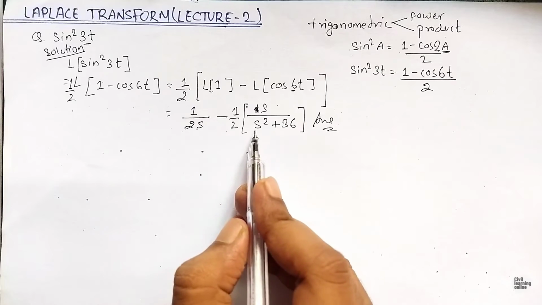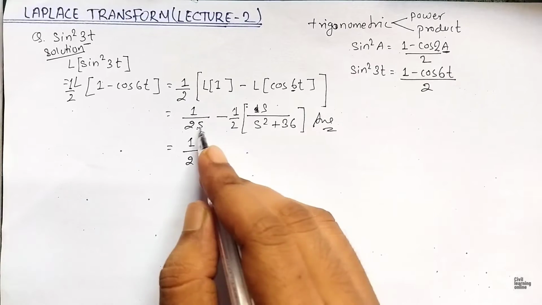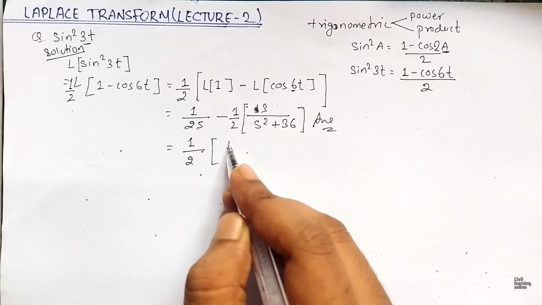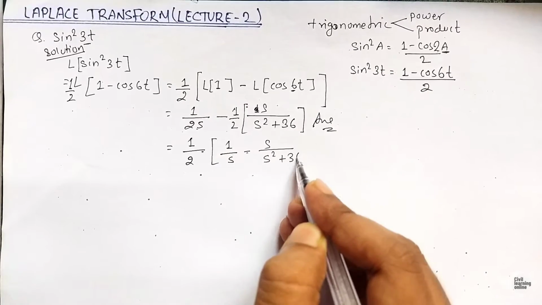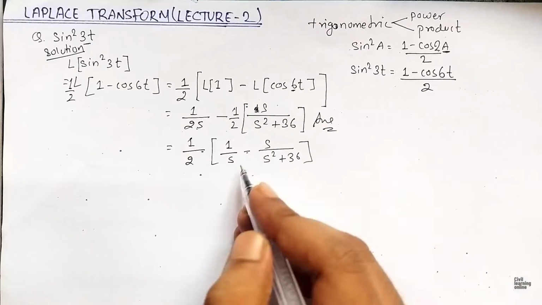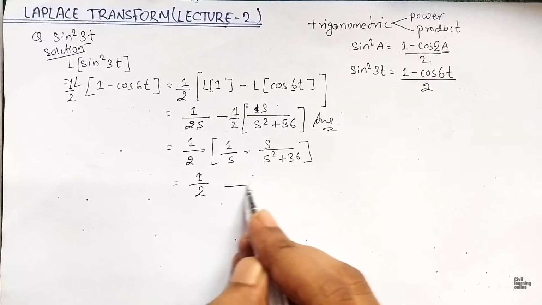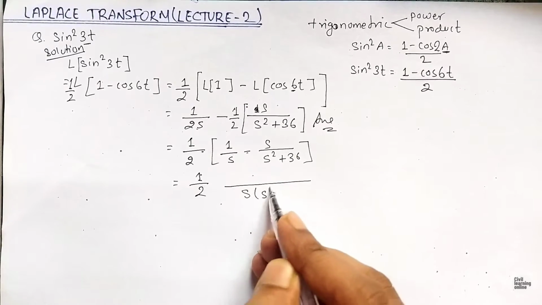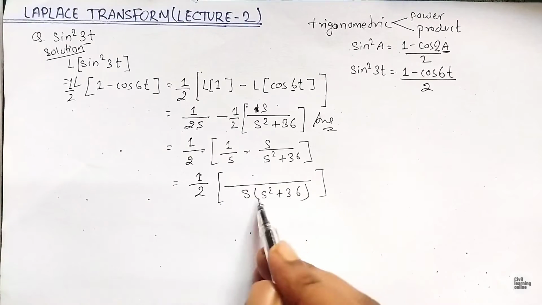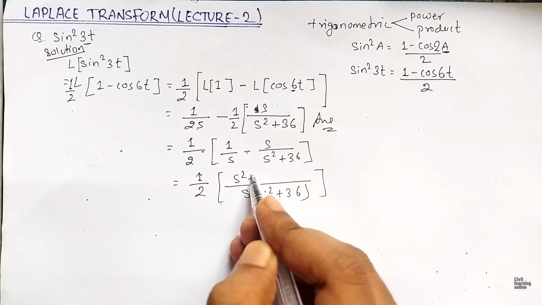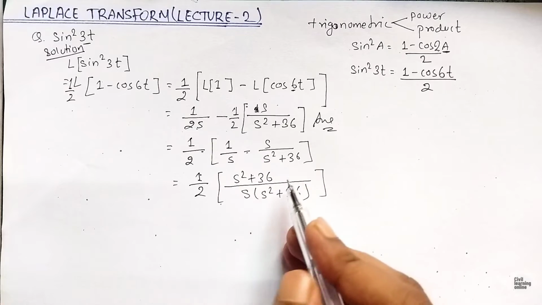You can leave it up to here also, or you can proceed one more step like 1 upon 2, and if we take 1 upon 2, then we will have here inside 1 upon s minus s upon s square plus 36. You can leave it up to here also, or you can proceed further, it is up to you. So 1 upon 2. Now take the LCM of this lower term, so we will have here s times s square plus 36, and on dividing this by s, we will have here s square plus 36. I hope you know the fractional addition. I am doing nothing, just the fractional addition.